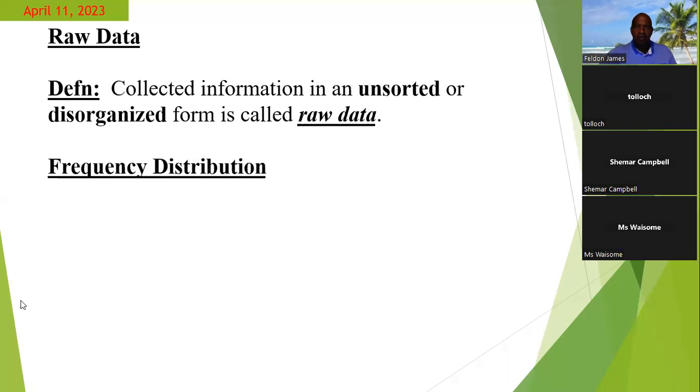All right, so we're going to be looking at how to deal with our raw data. So first and foremost, definition. Raw data collection: collected information in an unsorted or disorganized form is called raw data. Now, one of the key things that we try to do when we get the data is to put them into some form of frequency distribution.